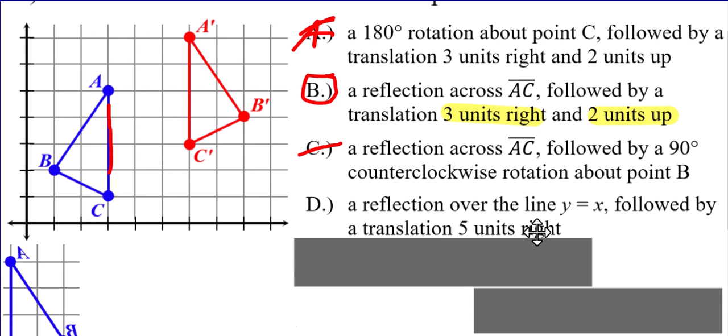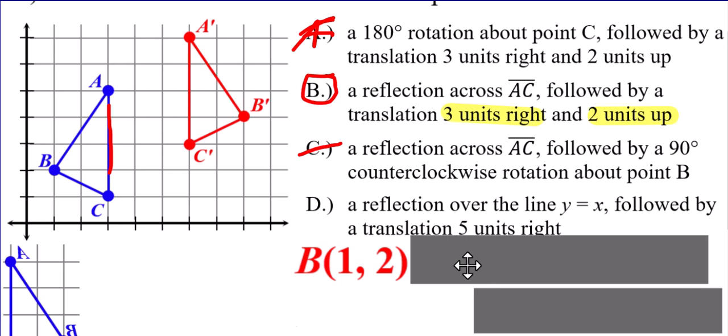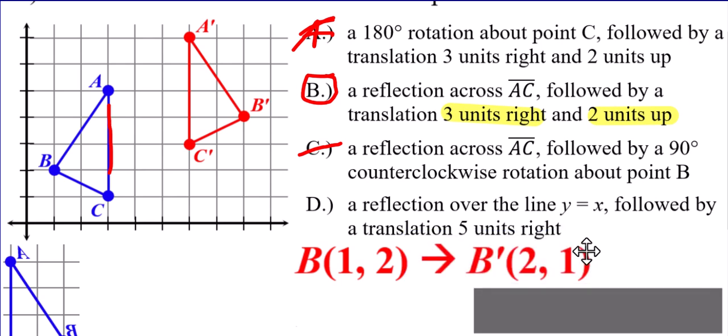I want to show you what I would recommend doing for your work. Anytime you have an answer choice that mentions a reflection over the line y equals x, I would go ahead and show a little bit of work on my paper. I would just pick one of the ordered pairs. It doesn't matter which one. I chose B because it was really close to the origin. Doesn't really matter who you pick. When you reflect it over the line y equals x, that is going to reverse the y and the x coordinates.